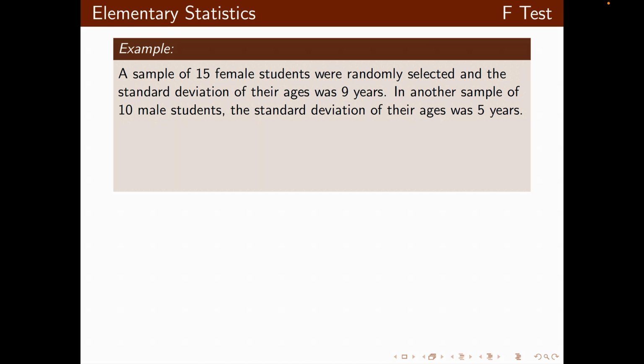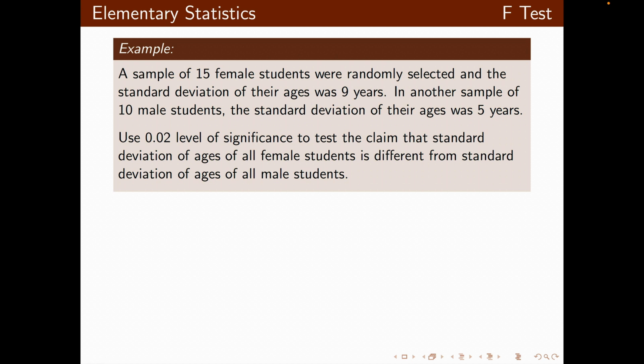A sample of 15 female students were randomly selected and a standard deviation of their ages was 9 years. In another sample, 10 male students, the standard deviation of their ages was 5 years. We want to use 0.02 level of significance to test the claim that the standard deviation of ages of all female students is different from the standard deviation of ages of all male students.